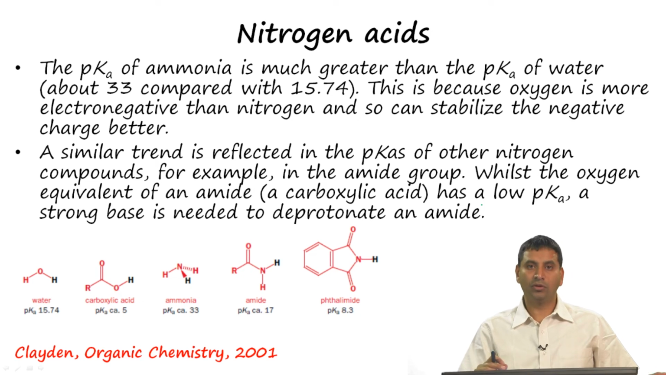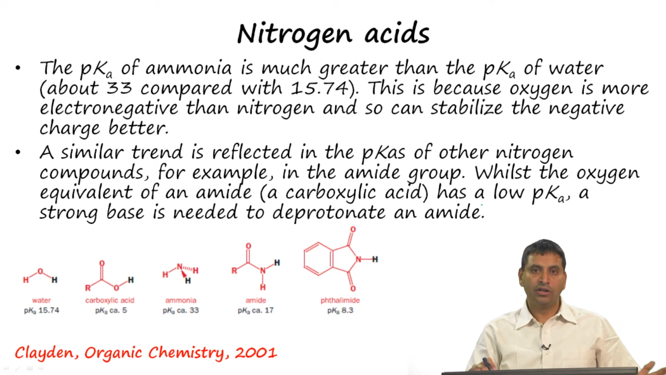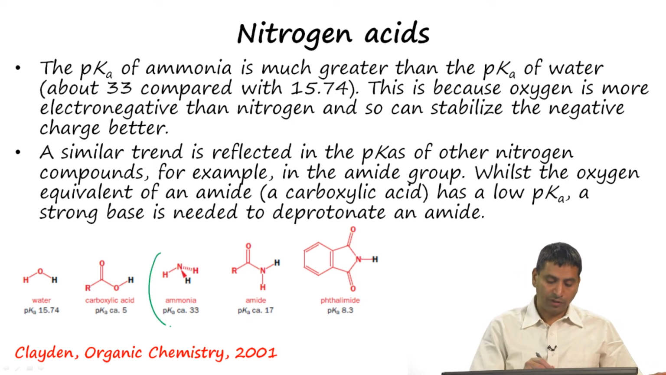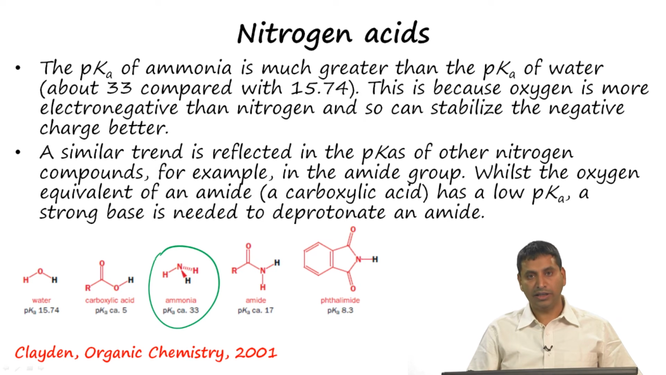Very similar to carbon or oxygen or sulfur based acids, we also have nitrogen acids. For example, for ammonia, the pKa value is around 33. When you move to an amide, the pKa value is 17, and for phthalimide, whose structure is shown here, the pKa value is 8.3. So, the trend in the acidity of nitrogen acids is quite similar to the trend in oxygen acids. The concept that we need to look at again is the stability of the conjugate base.